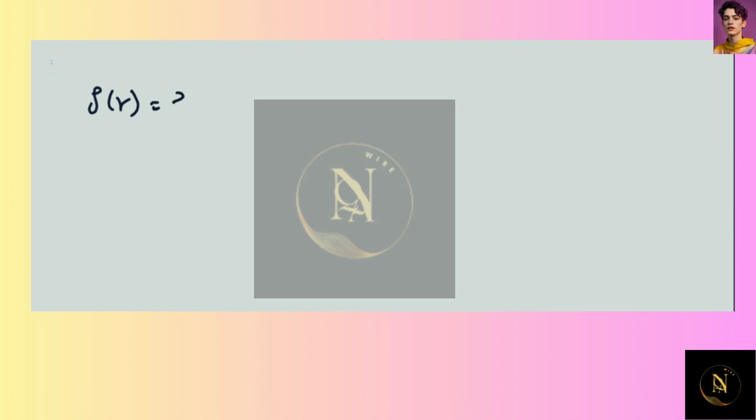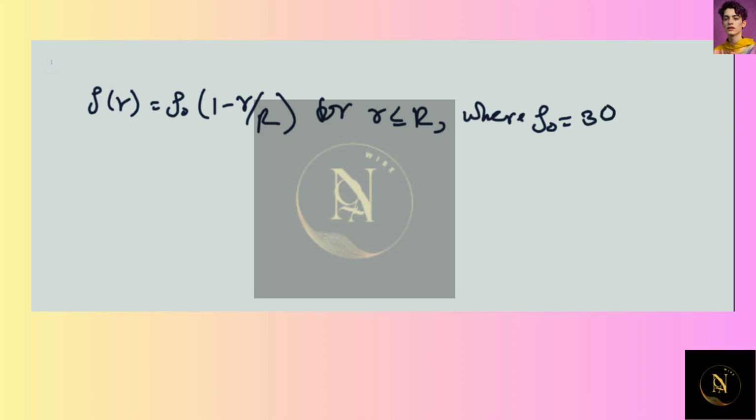Charge density is given by rho of r is equal to rho naught times 1 minus r divided by R. This is for r less than or equal to R, where rho naught is equal to 3Q divided by pi R cubed, and rho of r is equal to 0 for r greater than or equal to capital R.